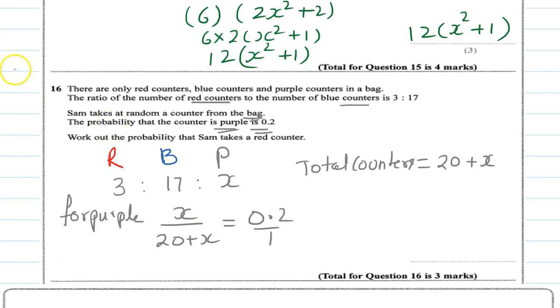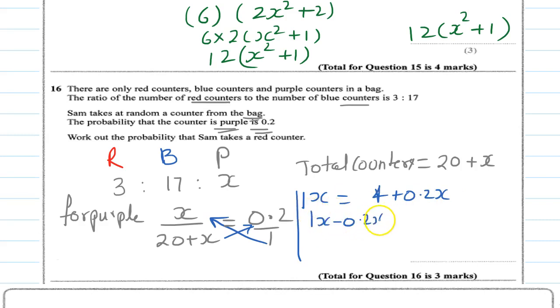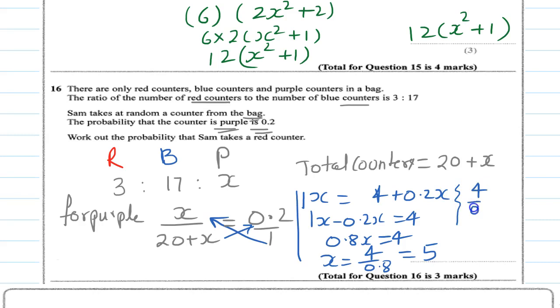Okay, 0.2. So what we need to do, if you multiply cross here, 1 times x is x, 0.2 times 20 is 4, plus 0.2x. So basically it is 1x, 1x minus 0.2x, that is 4. So it will be 0.8x equal to 4. Okay. Now x is 4 divided by 0.8. So it will be 5.